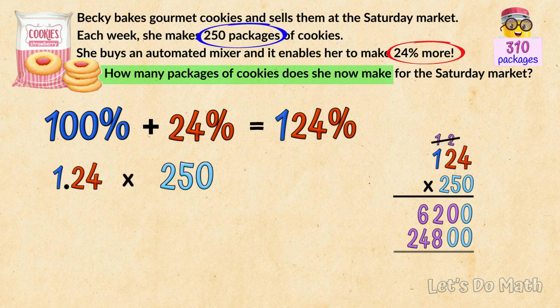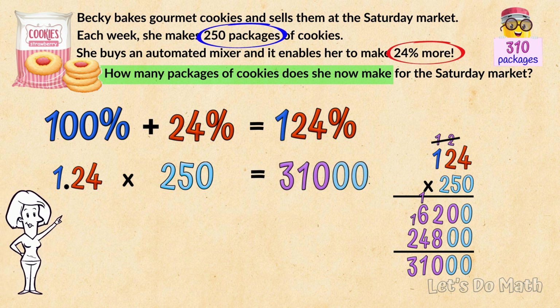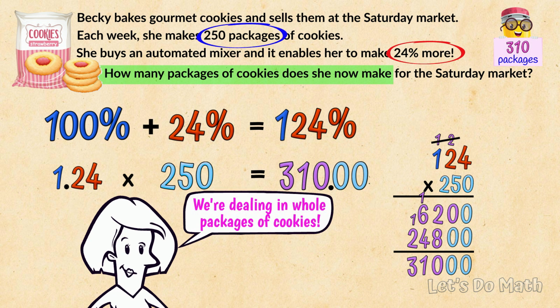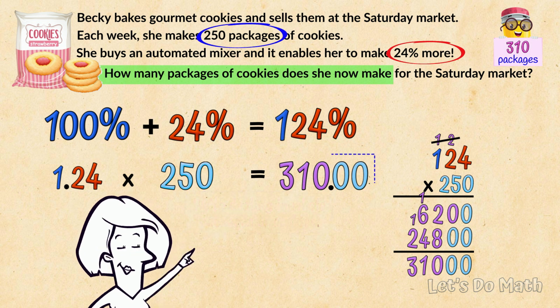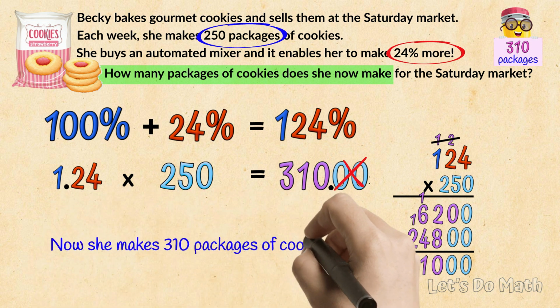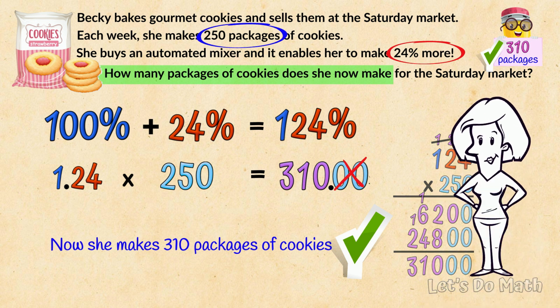248. Now we add. First column, 0, then 0 again. 8 and 2 is 10, 6 and 4 is 10, plus 1 is 11, 2 and 1 is 3. Finally, we put back the decimal point. There were 2 decimal figures in the problem, so we need 2 decimal figures in the answer. Remember, we're dealing in whole packages of cookies here. These zeros are placeholders, we don't need them. Now she makes 310 packages of cookies. Nice. And if you're allowed a calculator, even better.